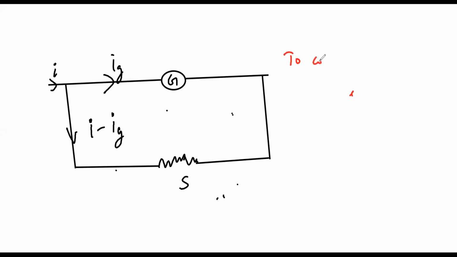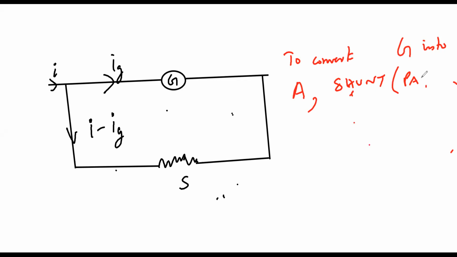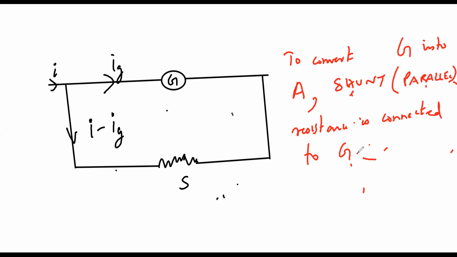So to convert a galvanometer into an ammeter, shunt resistance, shunt meaning parallel, is connected to the galvanometer G. So G is parallel to S. This is our first condition.